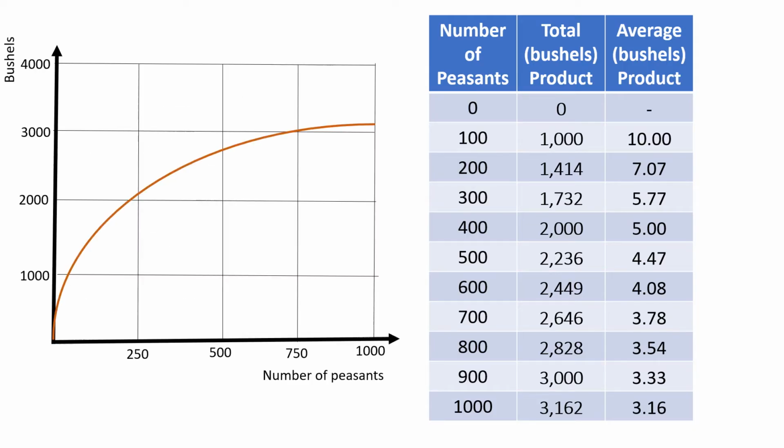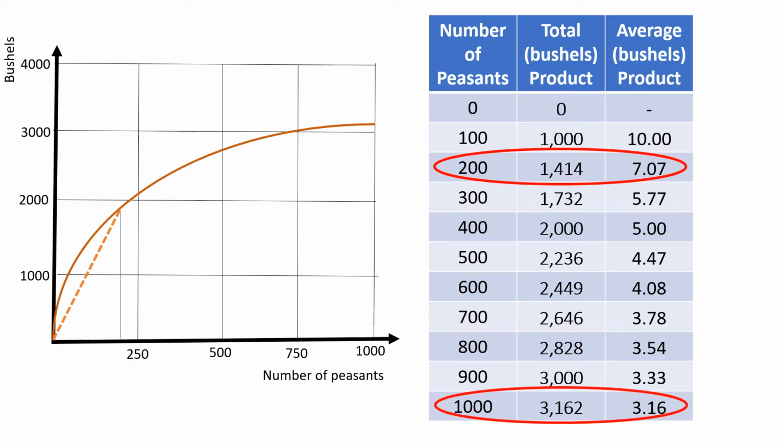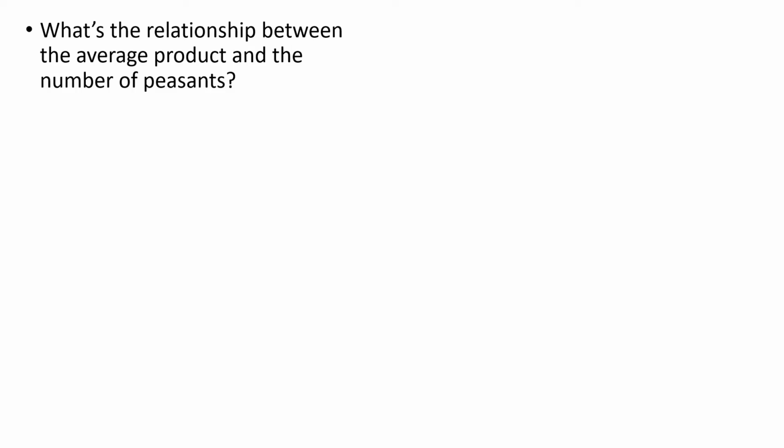Similarly, we can illustrate the average product on the graph. Let's assume we're looking at 200 peasants, and we calculated the average product to be 7.07. Tracing the 200 on the graph from the number of peasants axis, we can connect a ray from the origin to the production function, and the slope of that ray would give the average product of 7.07. Similarly, if we picked 1000 peasants, we would draw a similar ray from the origin, and the slope of that ray would give an average product of 3.16.